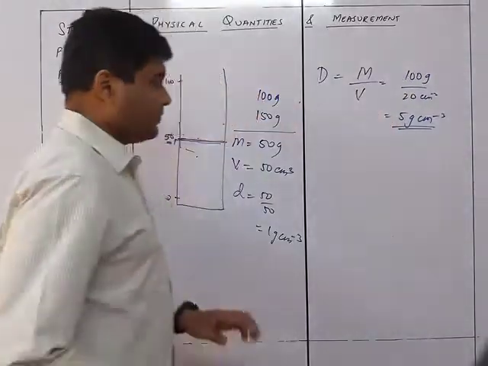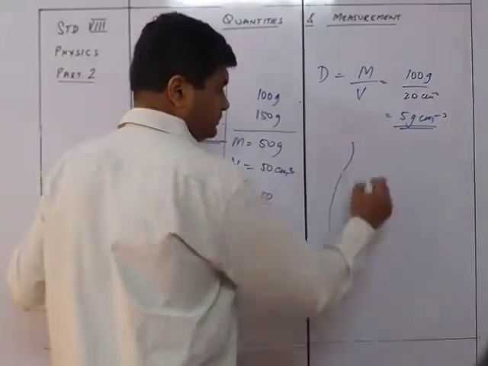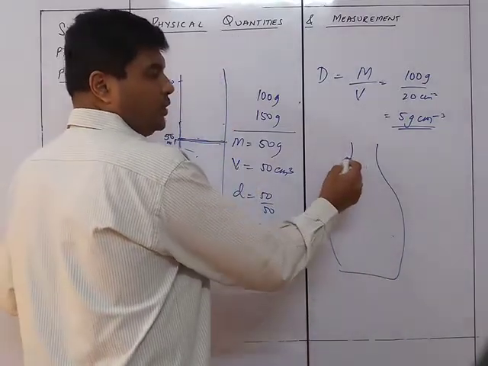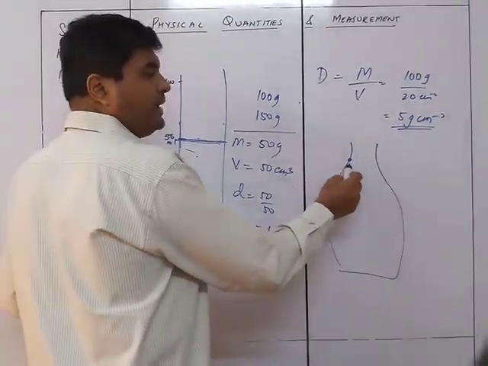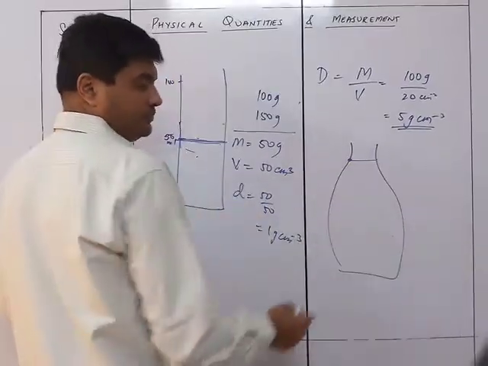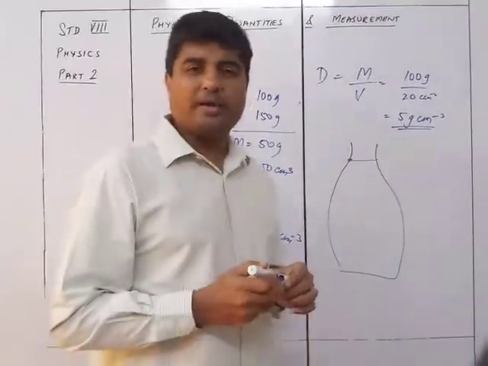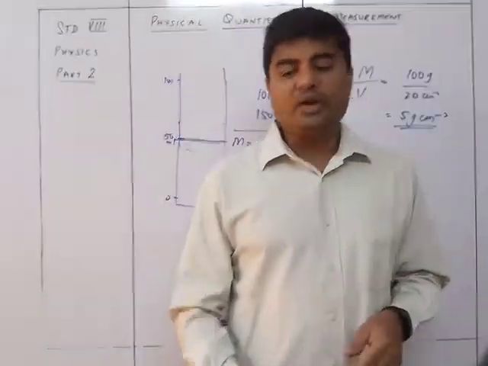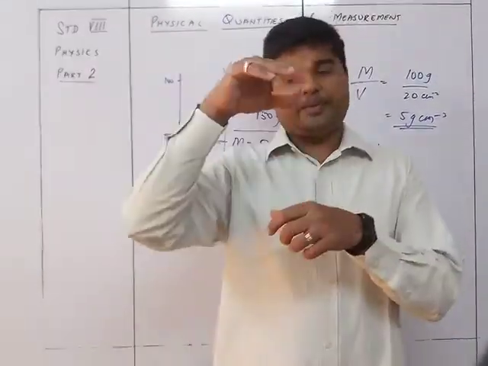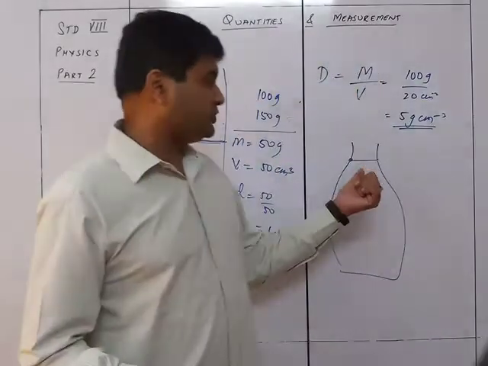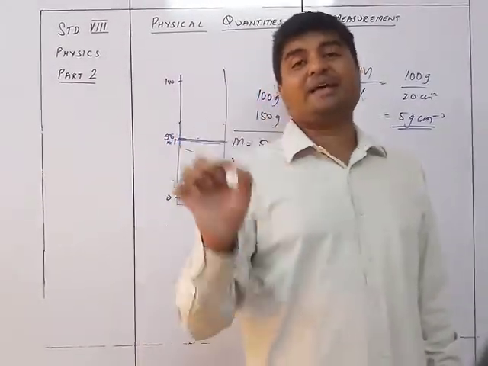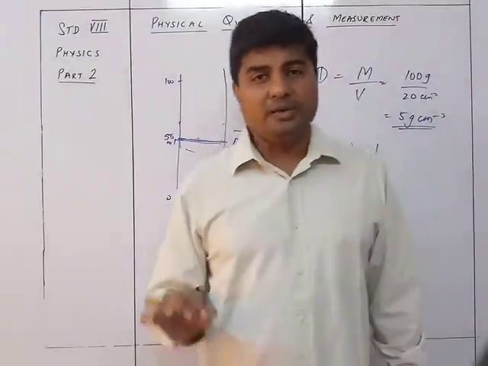So if this is the bottle, there is a small hole over here. You will always find that water, or any liquid, cannot be filled more than this level, because after that it will overflow. Whenever you fill it up to the top, it drains out from this hole. So the water will always be filled only to that level. That is the capacity of that particular bottle.